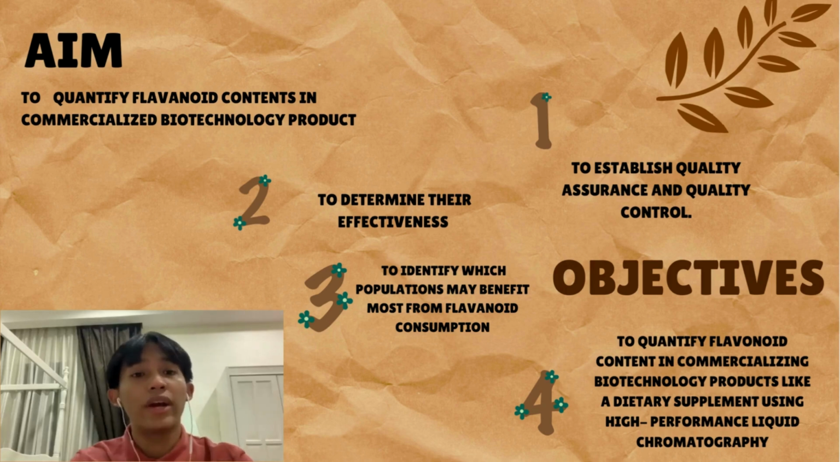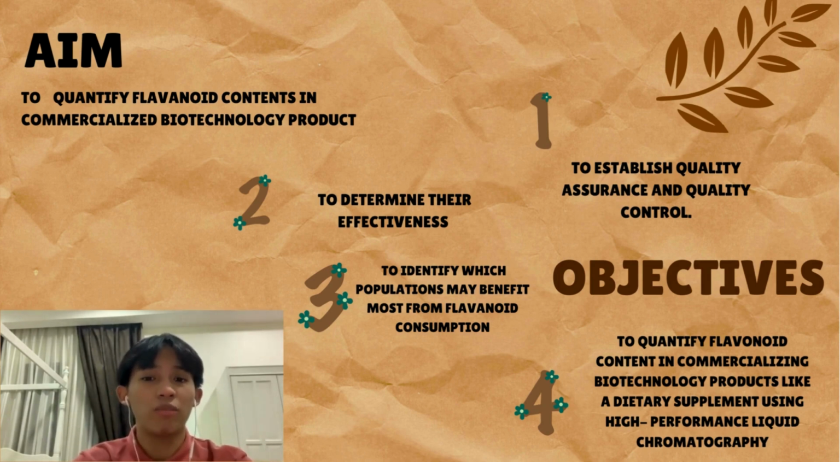Next, what are our aim and our objective? Our aim is to quantify flavonoid content in commercialized biotechnology products. Our objective is to establish quality assurance and quality control to determine their effectiveness, and to identify which population may benefit most from flavonoid consumption. Last but not least, to quantify flavonoid content in commercialized biotechnology products like dietary supplements using high performance liquid chromatography.